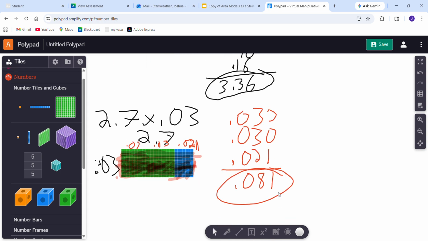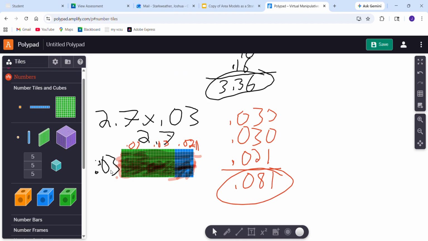And then for the final one for multiplying the decimals, I have 2 points. This one, 2.7 times 0.03. This one I actually kind of struggled with. I started by putting out 2.7 with these blocks. So I have 1, 2, and then 7 groups of 10 to represent the 0.7.